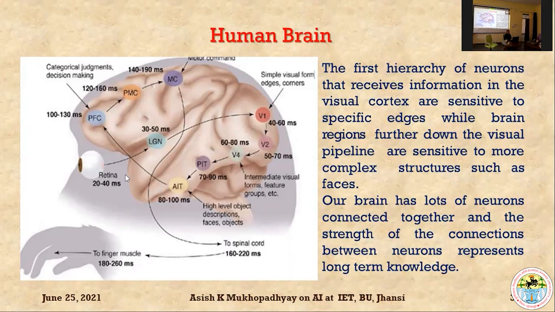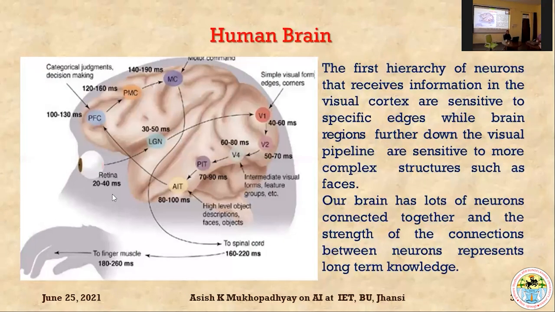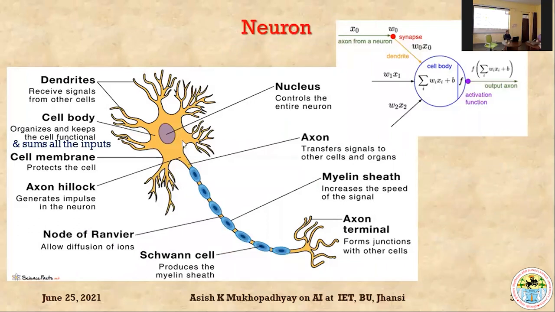So one thing about the brain is sure: this lower part is basically interacting with the external world. And the neurons are connected, and the strength of the connections represents the long-term knowledge. If the strength is more, the knowledge will remain. Now this is a photo of a single neuron. Previously, this was the picture of the entire brain containing 1 trillion neurons. This is a single neuron network.